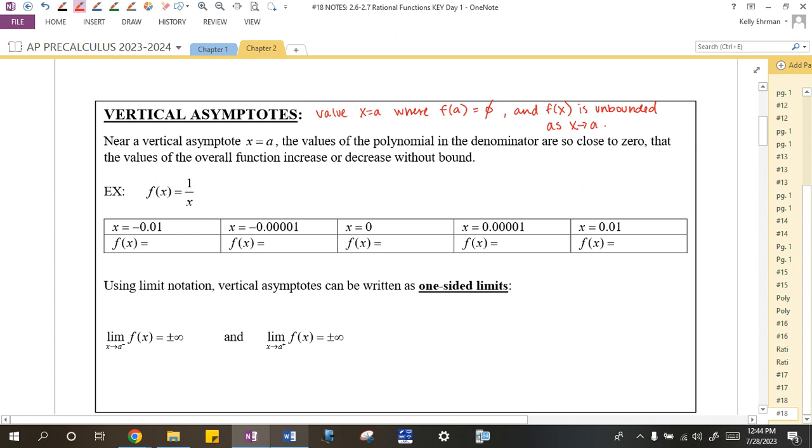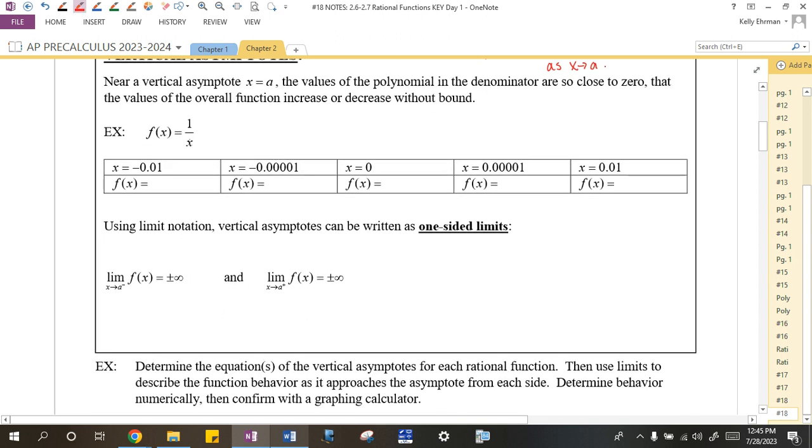So if we're near a vertical asymptote, so let's say there's a vertical asymptote at the vertical line x equals a, the values of the polynomial in the denominator will be so close to 0 that the overall function is either going to be an incredibly large number or an incredibly negative number, and so it's going to increase or decrease without bound. So let's look at just the parent function for rationals, 1 over x.